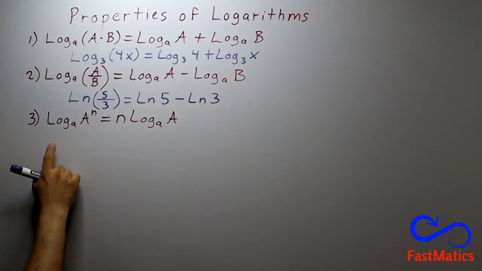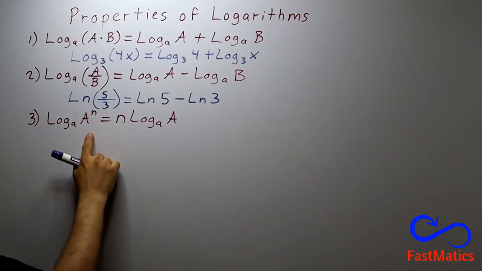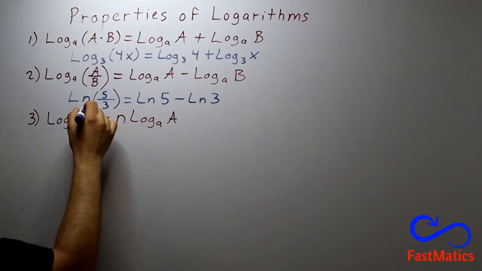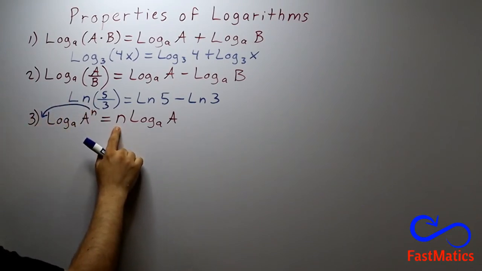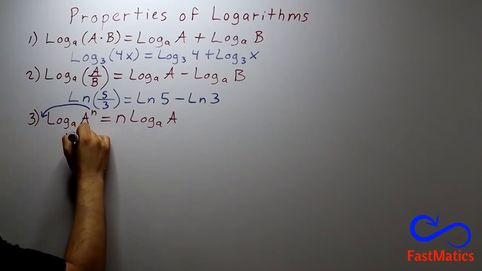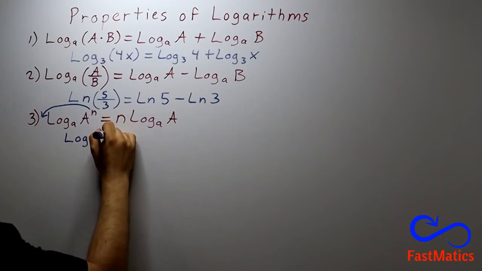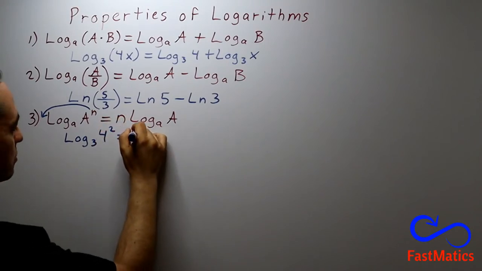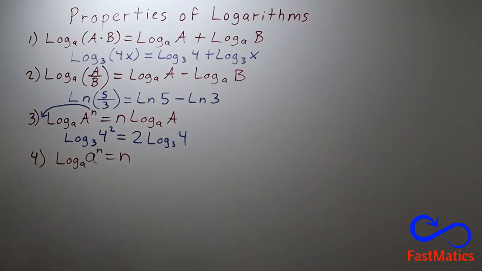Next property, when you have log base anything of something raised to the power of one exponent, the exponent can pass to the beginning multiplying. For instance, log base 3 of 4 squared is equal to 2 times log base 3 of 4.